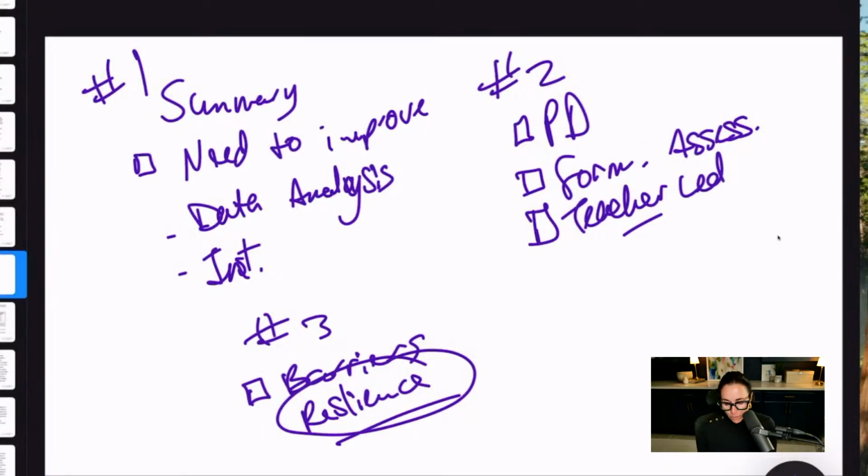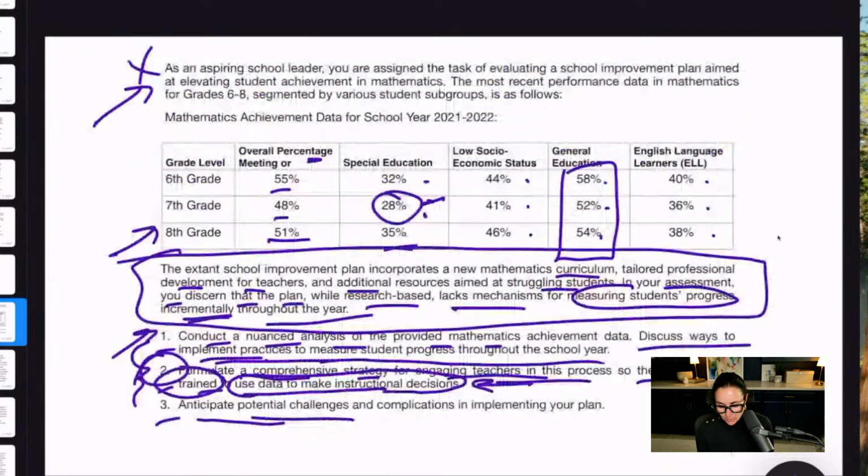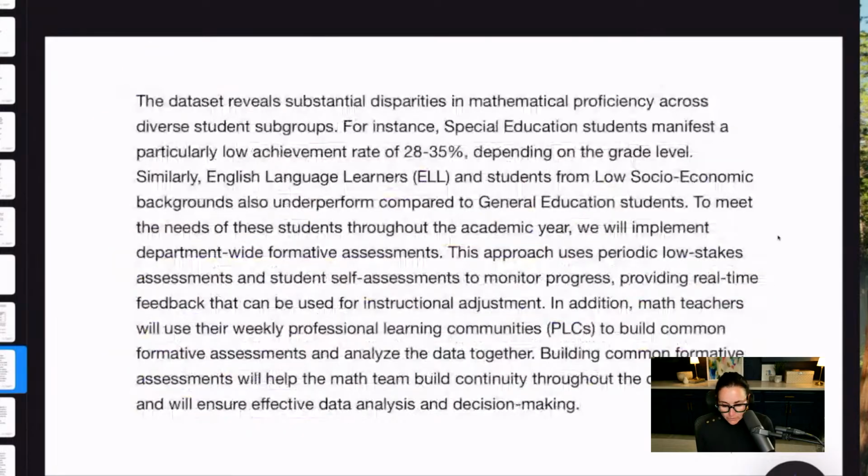Now that you have the prompt, I would probably summarize some of these gaps, like the 7th grade gap here, 48% of overall students meeting proficiency, only 28% of special ed. I might focus on that. 7th grade's got an issue here. They're a little bit lower, but let's have a look and see what I said about that.